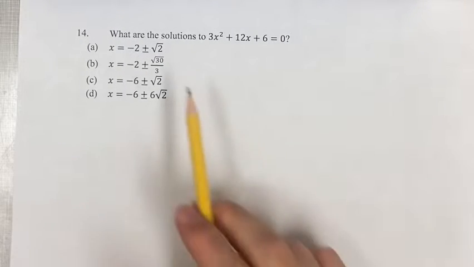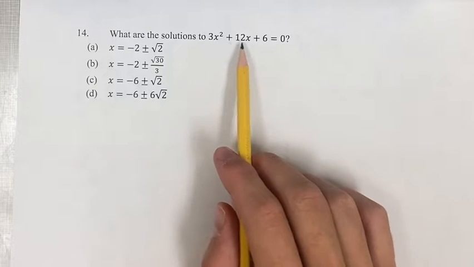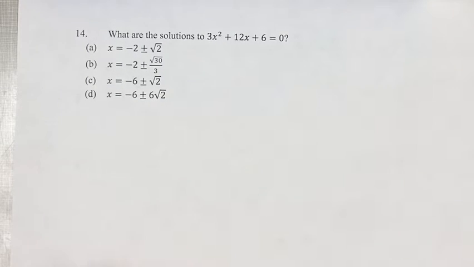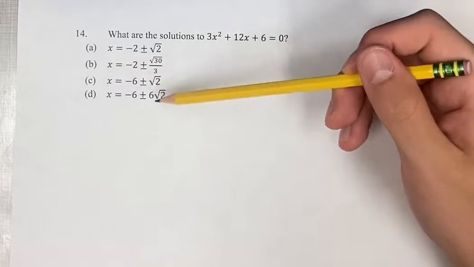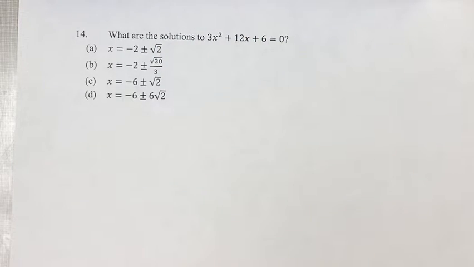This problem, we're asked what are the solutions to 3x squared plus 12x plus 6 is equal to 0. Now, we could try and factor this, but if you look at all the equations, we've got square roots, and it looks like we're going to have to do the quadratic equation. But before we do that, we have to notice something.